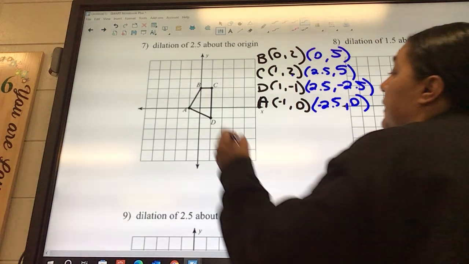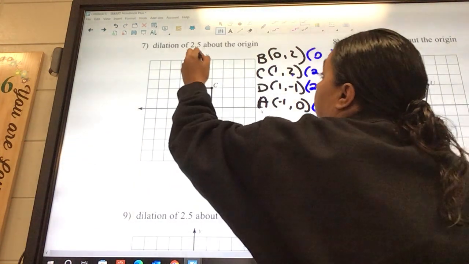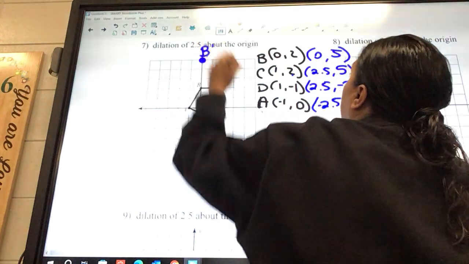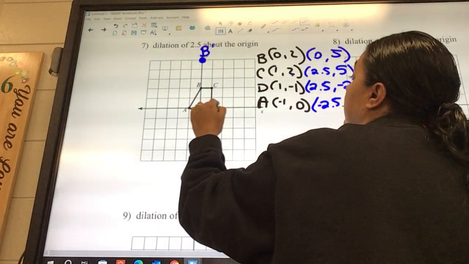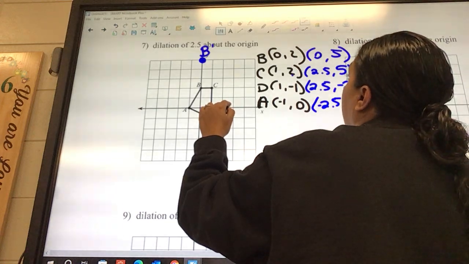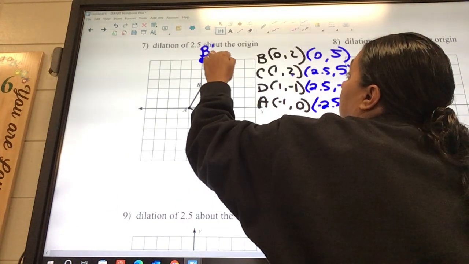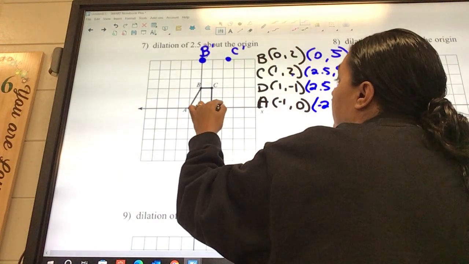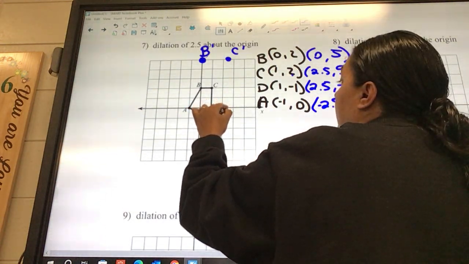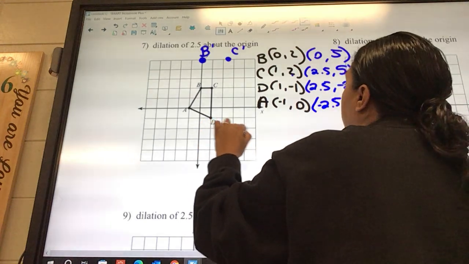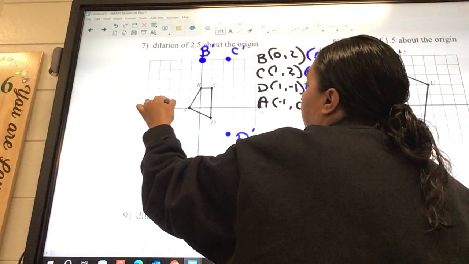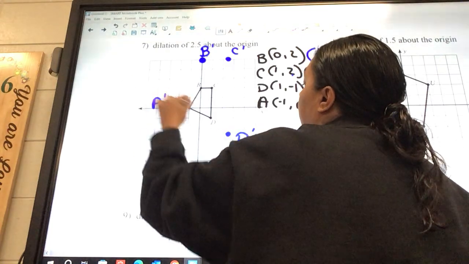So B is going to be 0, 5. 1, 2, 3, 4, 5. The C is going to be 1, 2.5, and then up 5. That's going to be my C prime. D is going to be 2.5, down 1, 2.5. And then A is going to be left 2.5 and 0, so it's going to be my A prime.